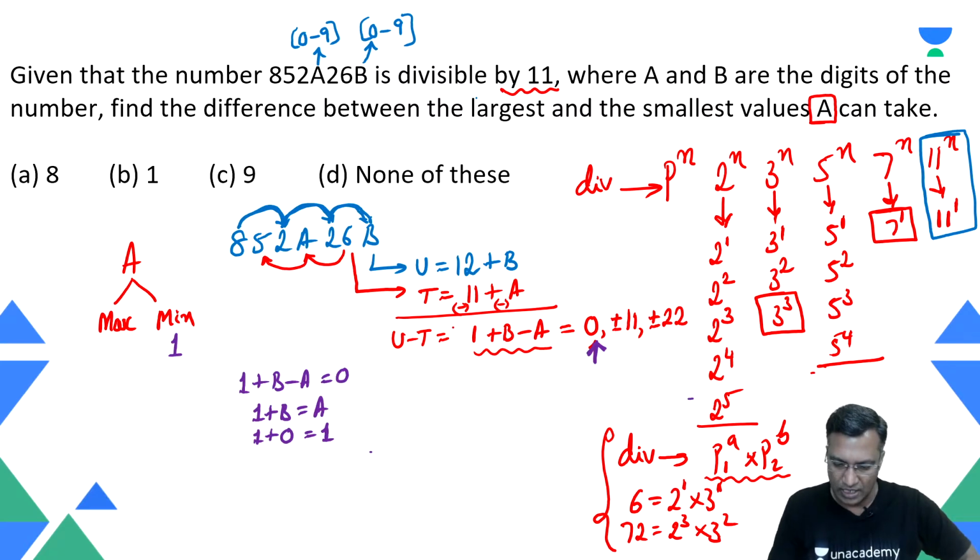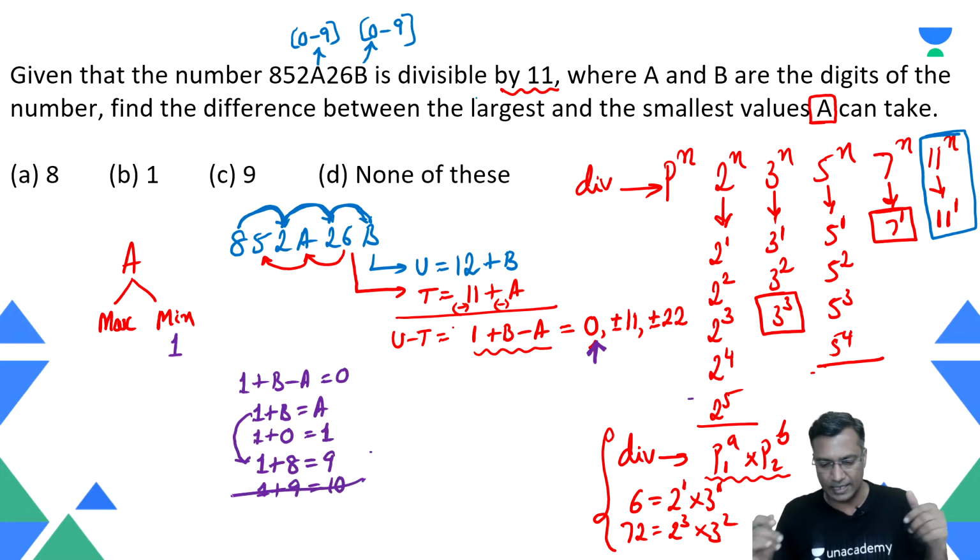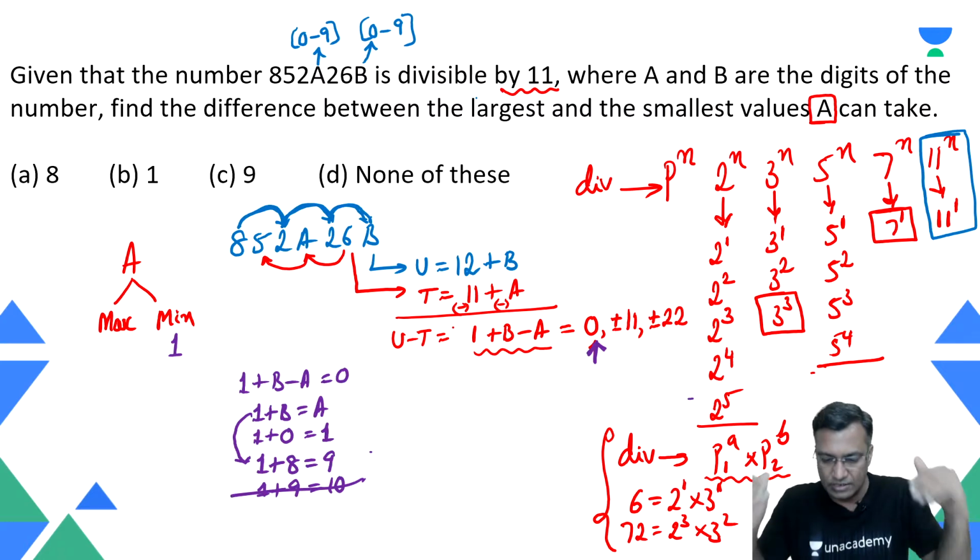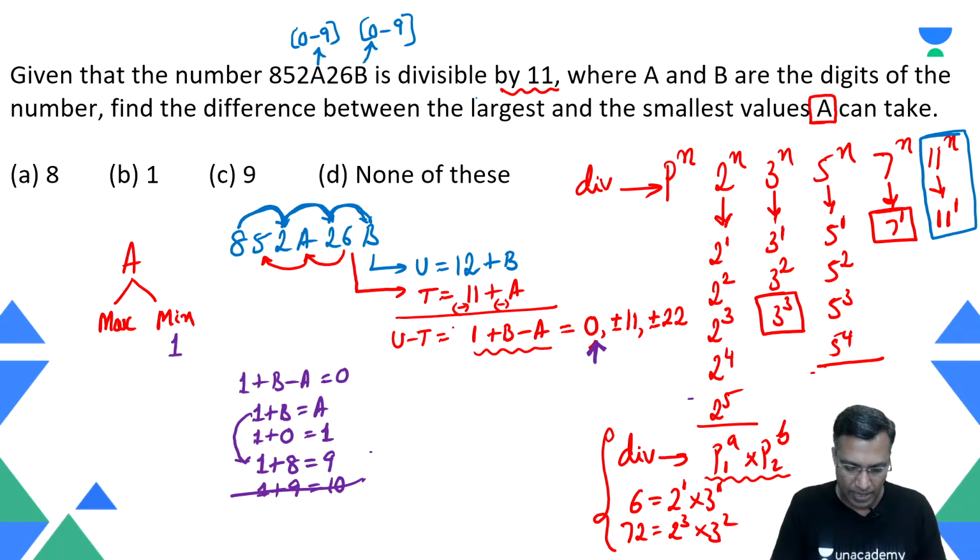What is the maximum for this? I can write 1 plus 8 is equal to 9. You can't say I will make 9 itself as b, then a becomes 10. 10 is not possible. Therefore b can be at the most 8, thereby a can become 9. So the maximum is going to be 9, and the difference is going to be 8.